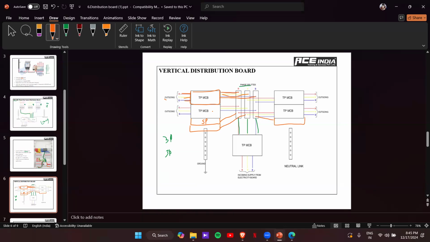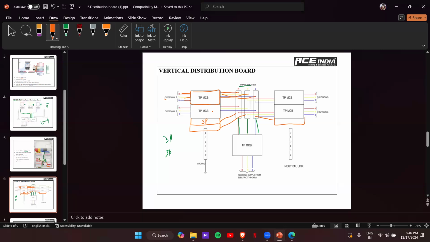So like that, you can take both single phase as well as three phase outgoing. So mostly you'll be connected to what? Yeah, the purpose of the vertical DB is to use in the three-phase loads. Okay, so both can be used.